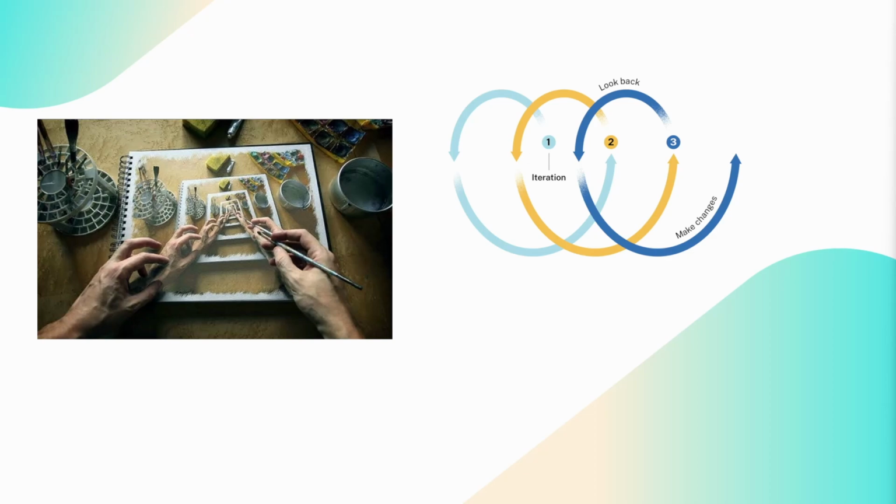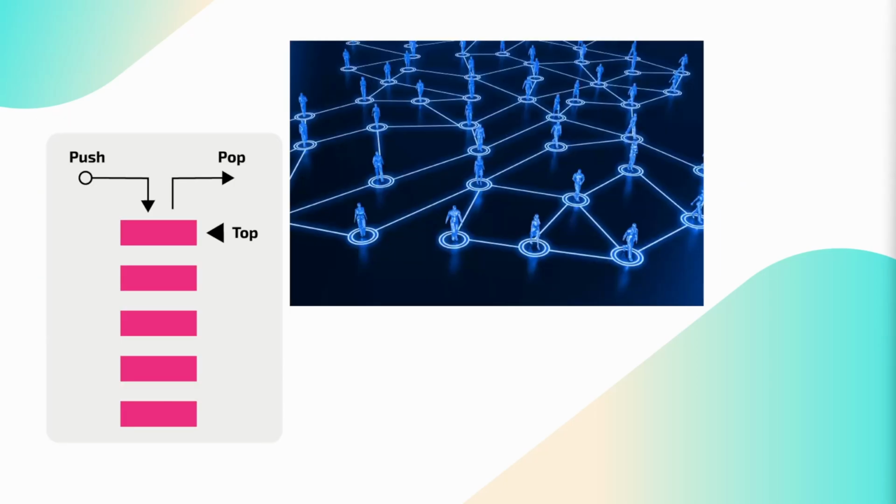Next up, let's talk about stacks. So stacks are a fundamental data structure in computer science. They follow a last in first out principle. What this means is that the most recently added element is the first one to be removed. So picture a stack of plates at a buffet. You grab the top plate first and you add new plates to the top.